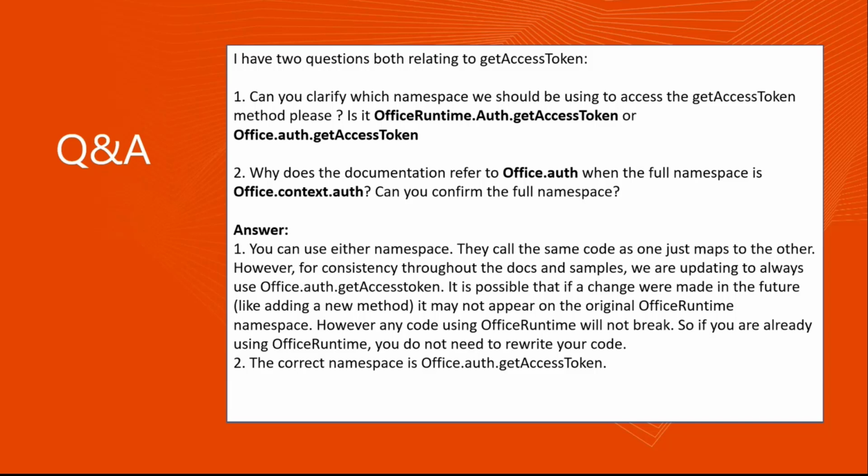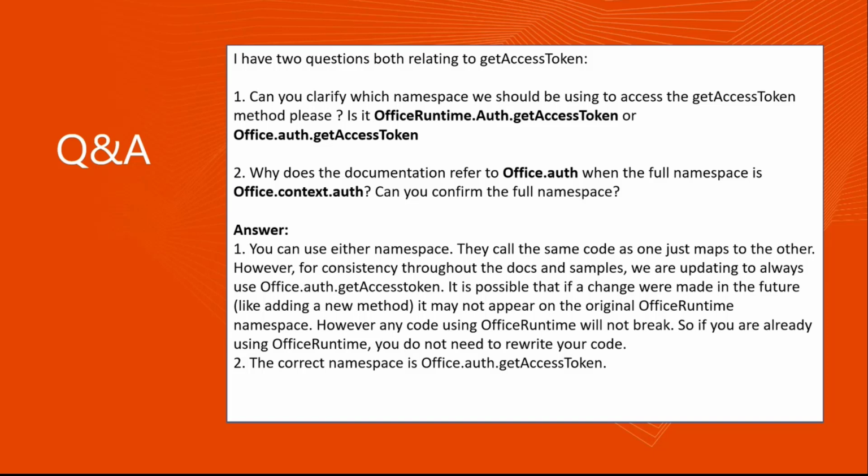And then this is a question that came in 1 or 2 calls ago. It somehow slipped through the cracks, so I wanted to make sure I addressed it. It was a question about getAccessToken for SSO, and there's 2 parts to this. One is clarifying which namespace folks should be using when you call getAccessToken. Is it OfficeRuntime.auth.getAccessToken or Office.auth.getAccessToken? So the answer for part 1 is you can use either one. Behind the scenes, they end up calling the same code.